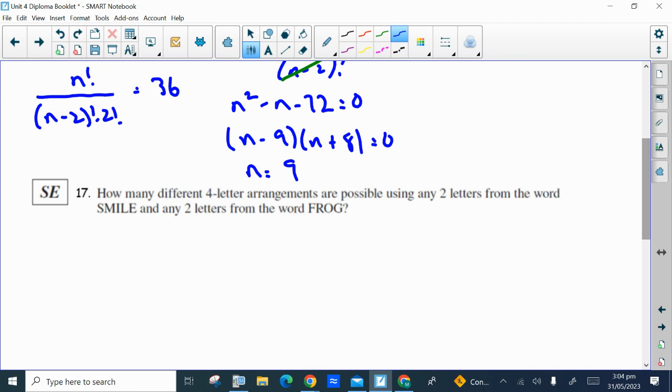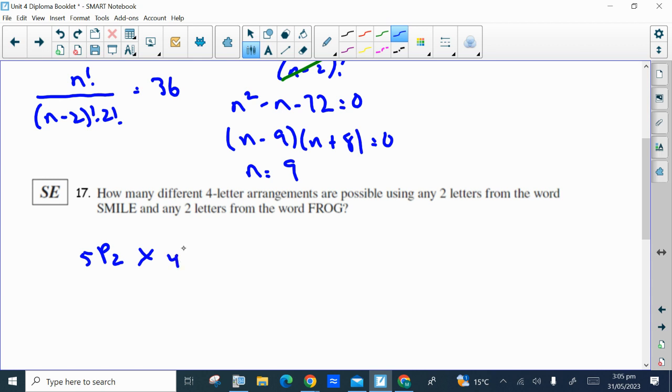How many different 4-letter arrangements are possible using any 2 letters from the word smile and any 2 letters from the word frog? Arrangements means order matters, so these are permutations. You're going to select 2 from the letters of the word smile. There are 5 letters there. Remember, and means to multiply.